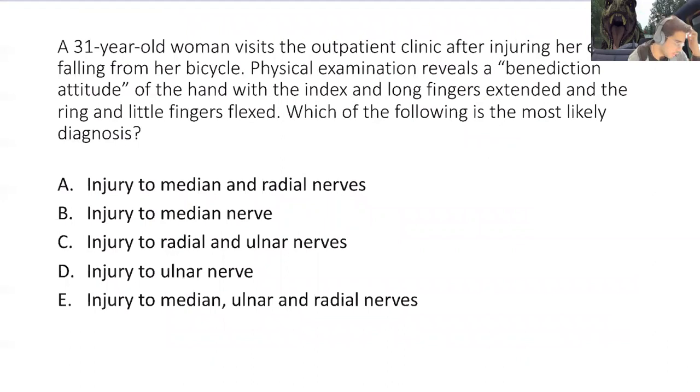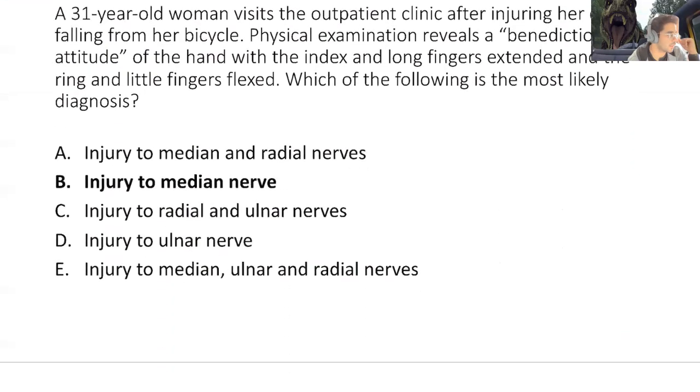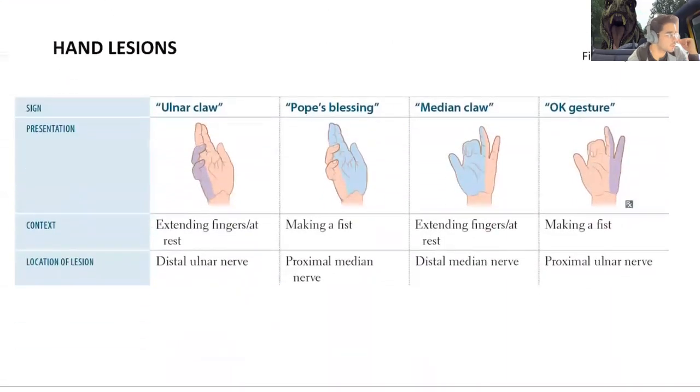Exactly. Okay. I like to think Pope Benedict is a pope who is on the median path, which is the path in the middle, right? That is my way of remembering that it's associated with the median nerve that's likely injured. And these are the buzzwords for it, right?